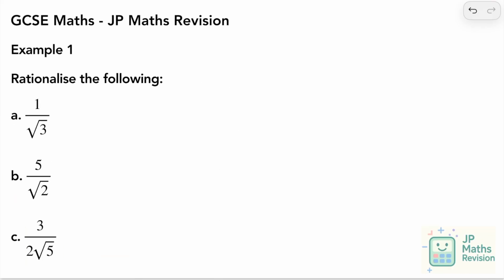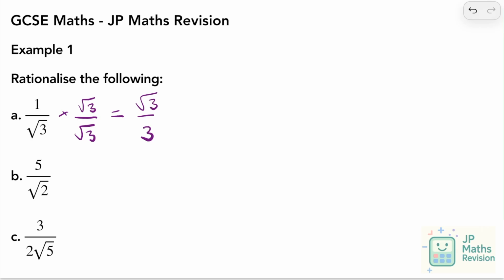Here are some examples. We need to rationalise the following fractions. First, 1 over root 3. Again, we use the idea that if you multiply a surd by itself, we end up with a nice number. So we times by root 3, and root 3 times root 3 is root 9, and root 9 square rooted is 3. Then I have to do the same thing to the top, so 1 times root 3 is just root 3.